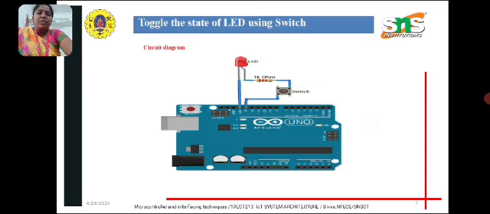This is the connection for toggling the state of an LED using a switch. We have connected the 1 kilo ohm resistor to the switch, then to the 13th pin. Here the switch will allow current only when it is pressed, and it does not allow any current flow when it is not pressed.